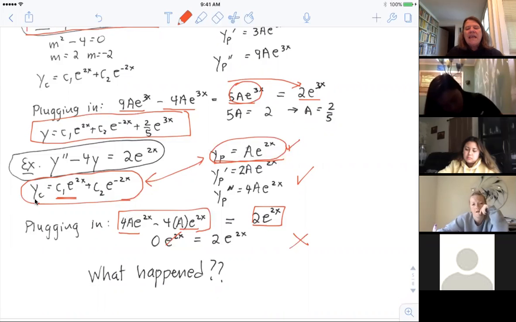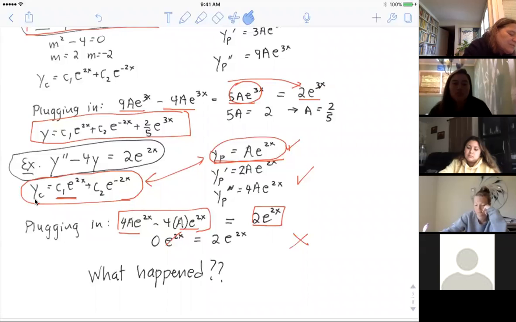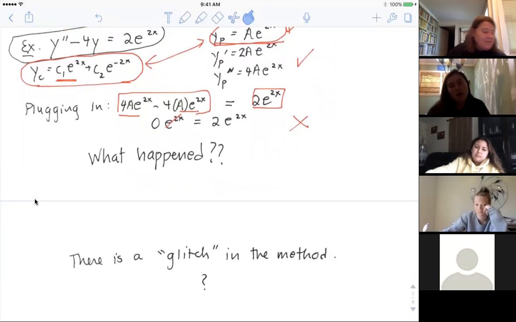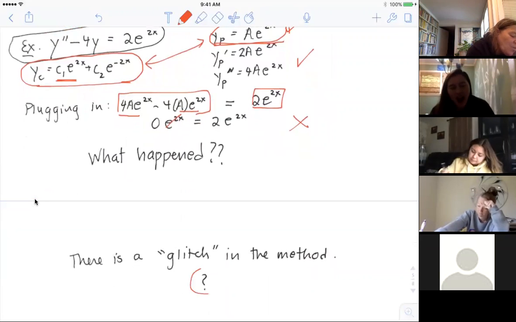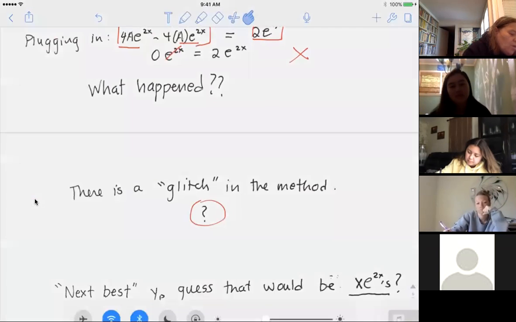You cannot make a guess that has in it part of the complementary solution because it's going to get sucked up in the complementary solution and it's not going to contribute to the particular solution. Okay. So let me see if I can make that a little clearer here. What I said was that there's a glitch in the method. What I just did was say what the problem was. And the problem was that your proposed guess was already included in the complementary guess. That can't happen. We cannot have that happen. So the question is, what do we do?